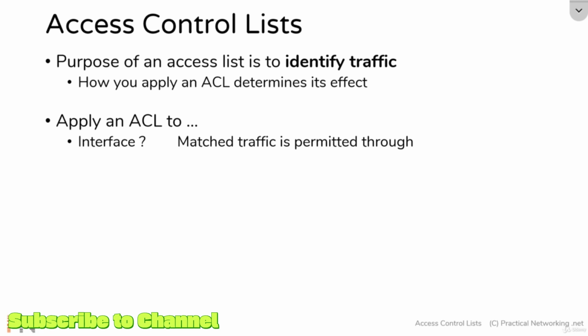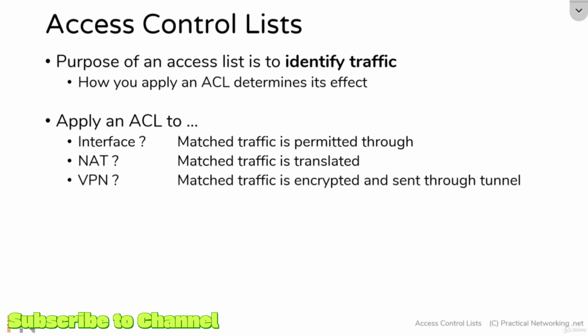For example, if you apply an access list to a network address translation configuration, then whatever traffic is identified by the access list is processed through NAT. If you apply an access list to a VPN configuration, then whatever traffic you identify with your access list is then encrypted and sent through a particular tunnel.